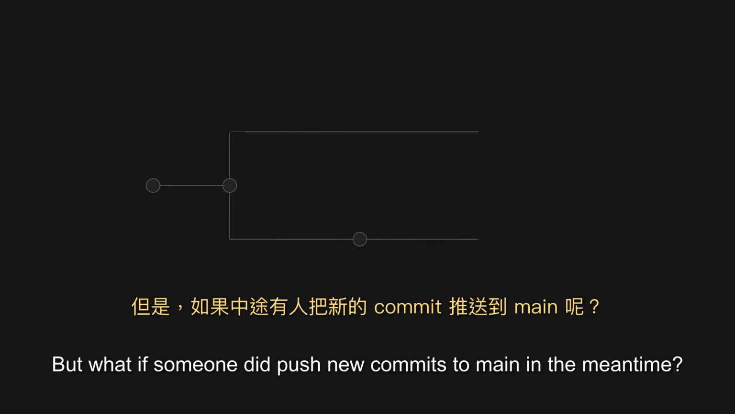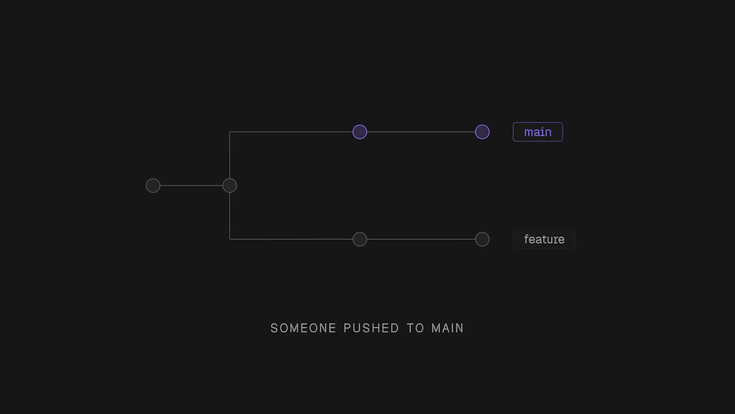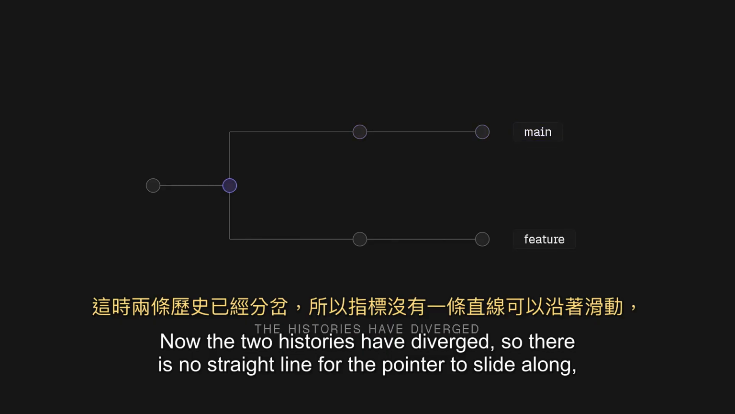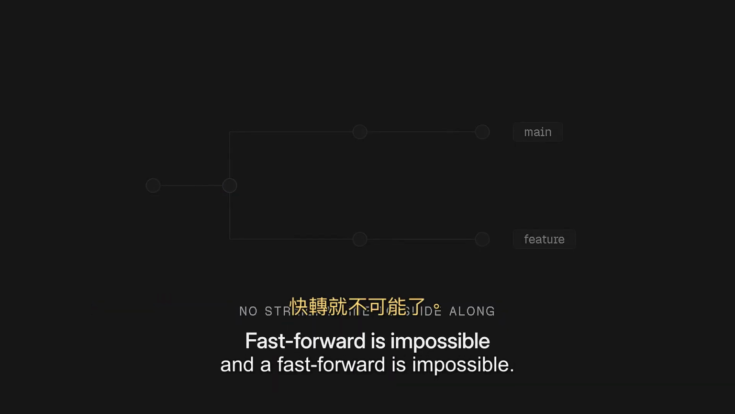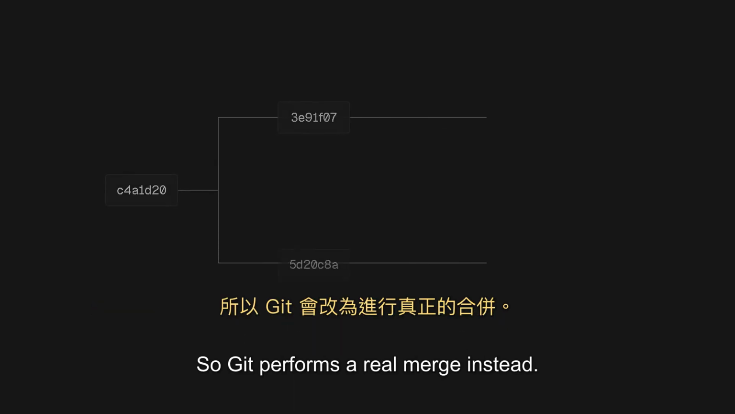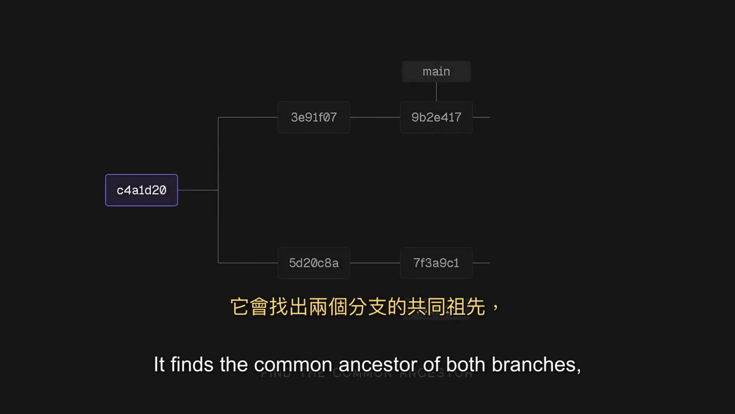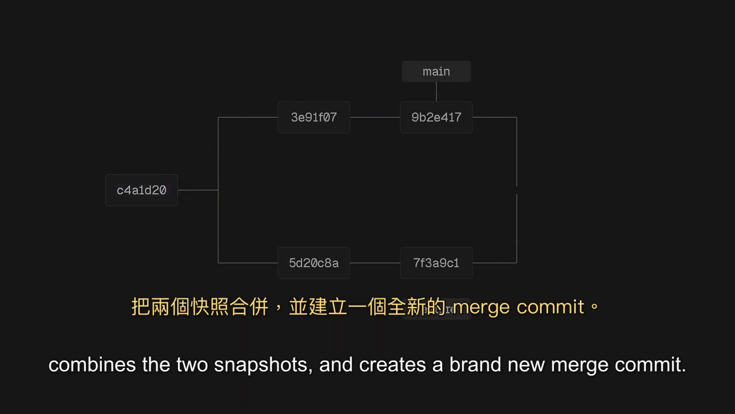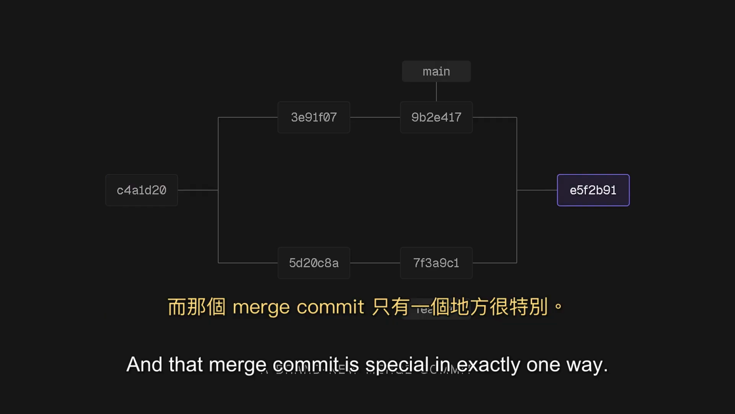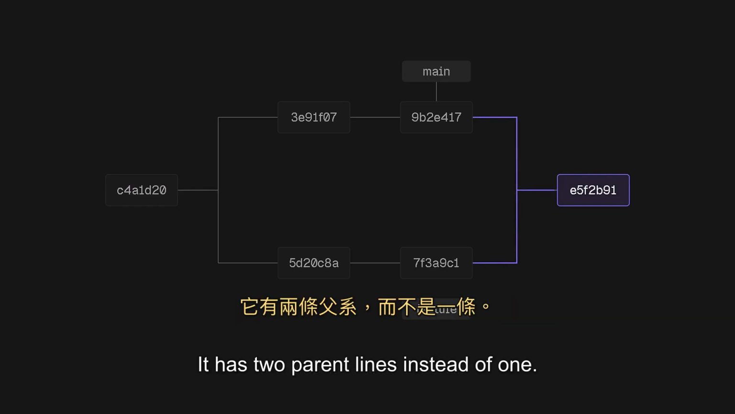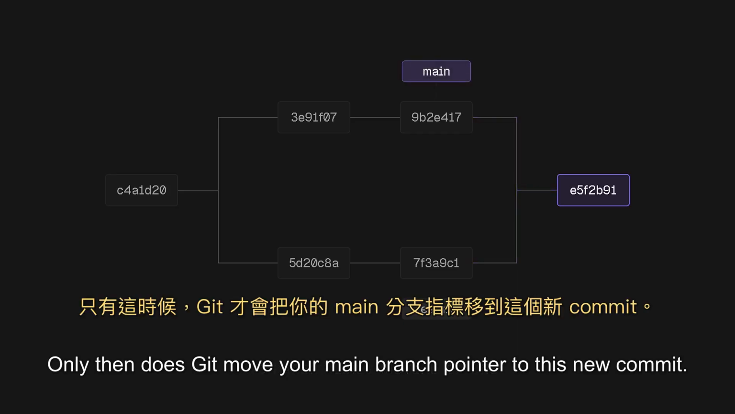But what if someone did push new commits to main in the meantime? Now the two histories have diverged, so there is no straight line for the pointer to slide along, and a fast-forward is impossible. So Git performs a real merge instead. It finds the common ancestor of both branches, combines the two snapshots, and creates a brand new merge commit. And that merge commit is special in exactly one way. It has two parent lines instead of one. Only then does Git move your main branch pointer to this new commit.